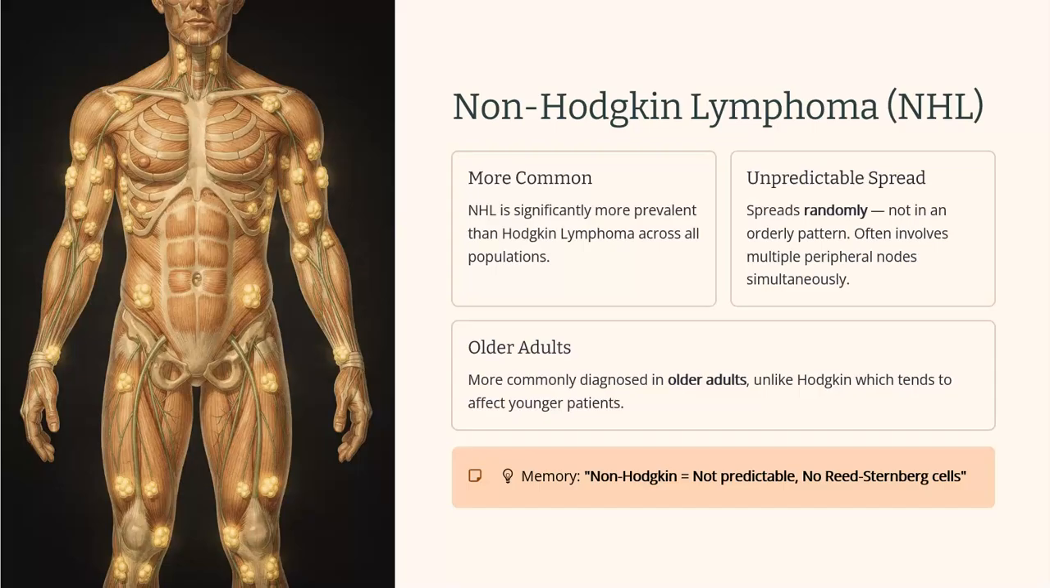Non-Hodgkin's lymphoma spreads randomly, doesn't spread in a predictable pattern, and also this type of lymphoma does not have Reed-Sternberg cells.